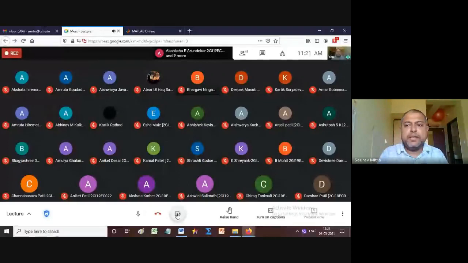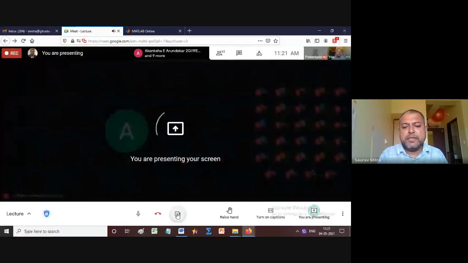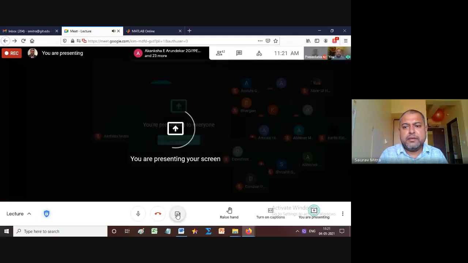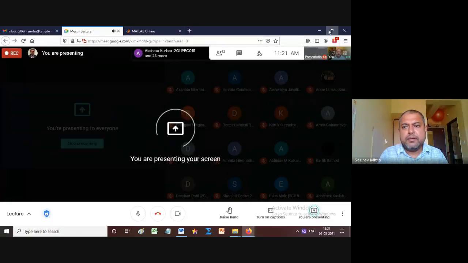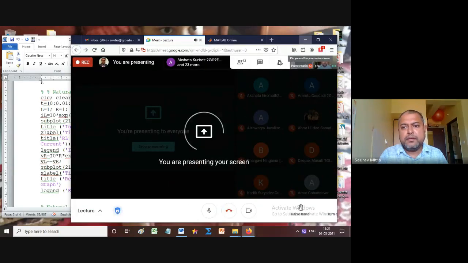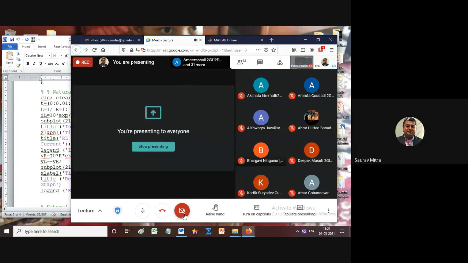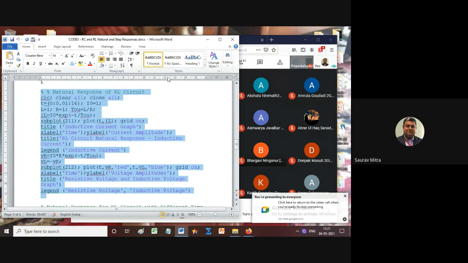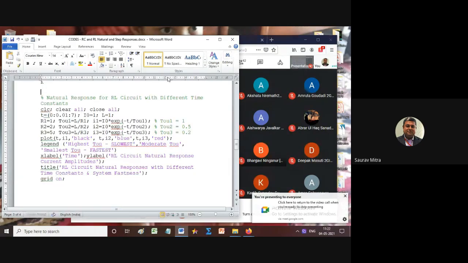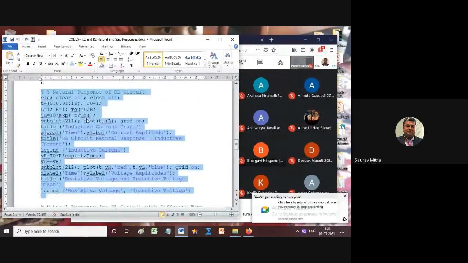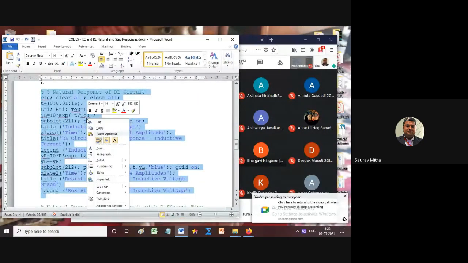So I've shared my entire screen. It'll come in a certain time. I'll remove my image. So I think you can see my code. This code I have copied. It is on page number 3, you can see. So I have opened this code.